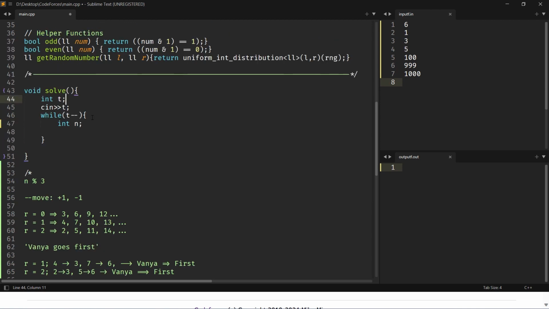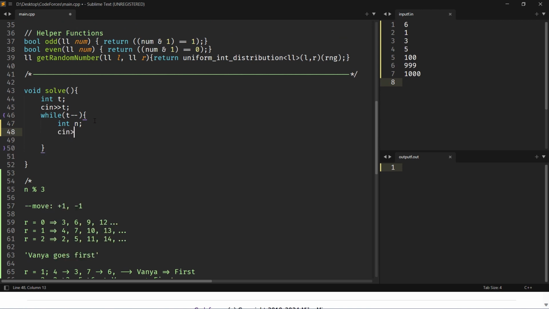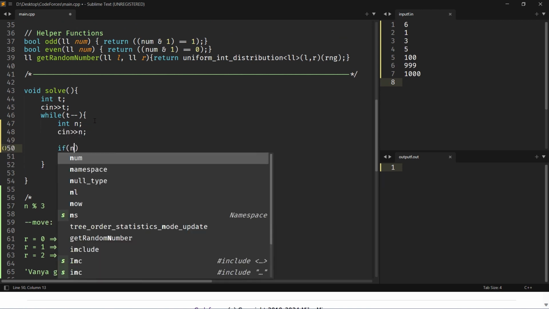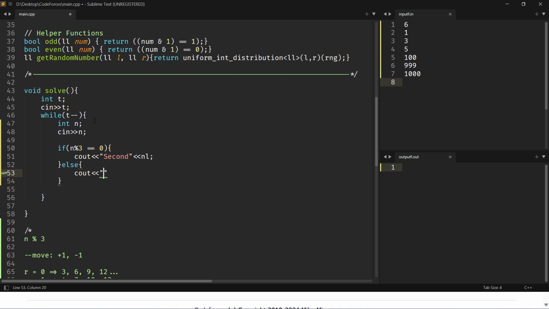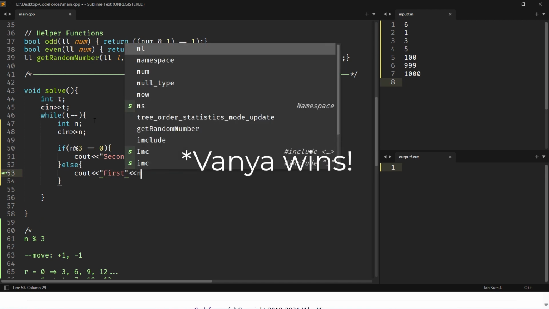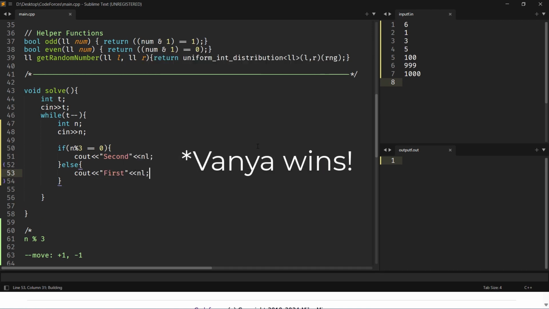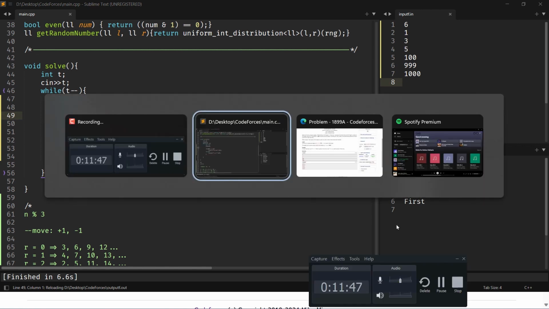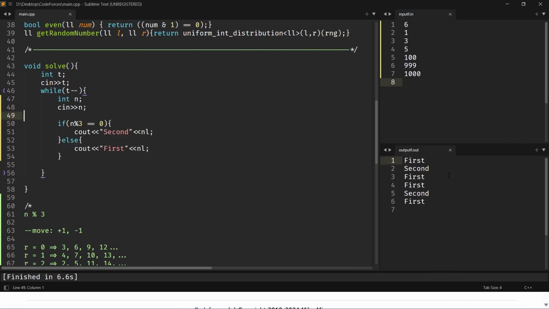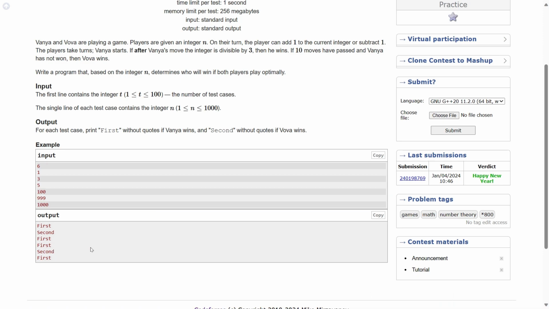So the integer we have here, if the number is divisible by 3, in this case, second, right? So in this case, Vova will win. Else, in all the cases, the remainder is either 1 or 2, and Vanya wins. Right? So let me just confirm everything is fine here. Okay, first, second, first. Okay, makes sense.